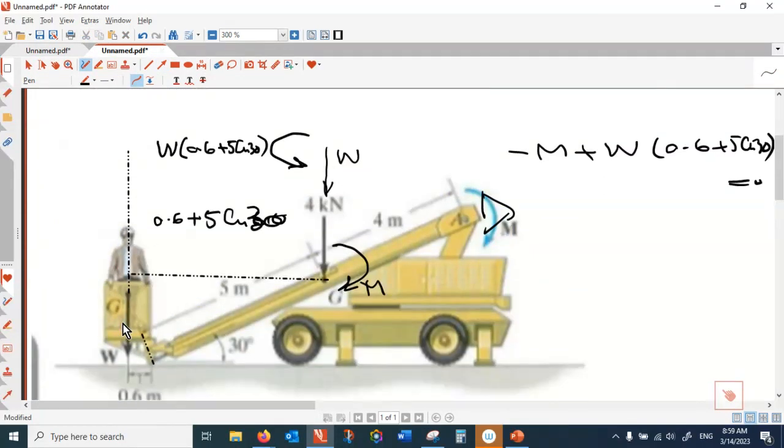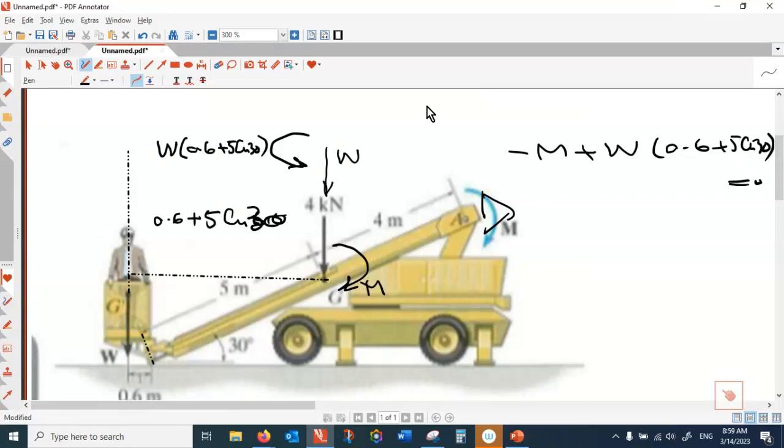Here, I'm trying to shift W from its line of action to another line of action. How much do I shift that? The shift is 0.6 plus 5 cos 30. That's how much I shifted. And what is the force which I'm shifting? The force W multiplied by that distance. That is how much penalty you pay. And then W also should be included there. So just memorize this as a recipe.